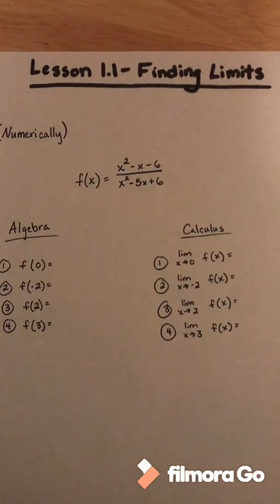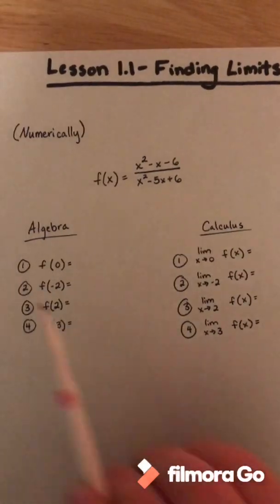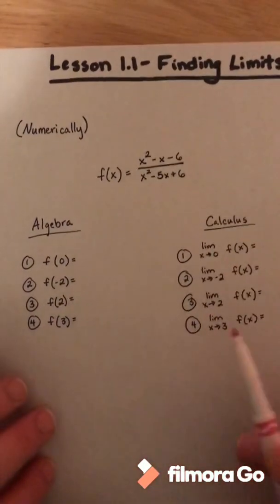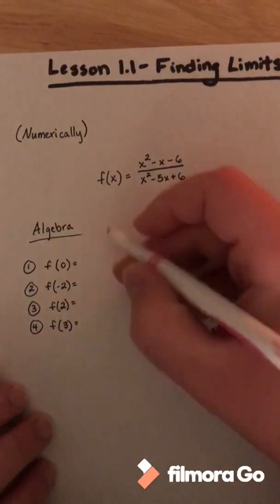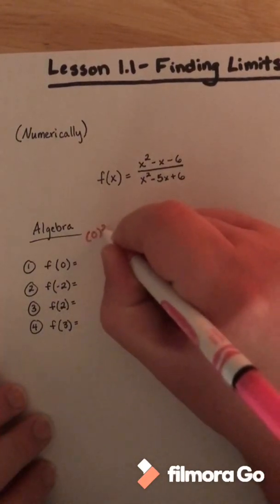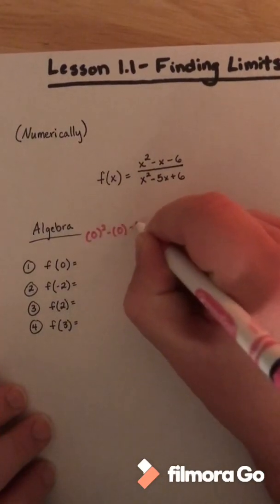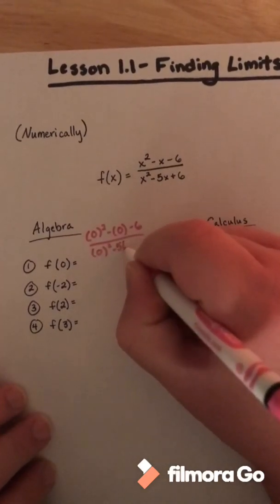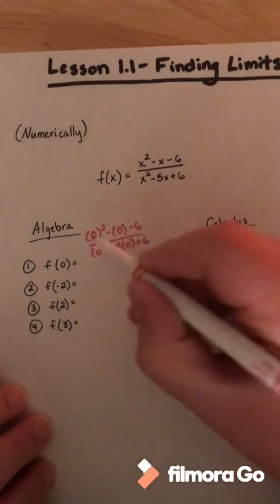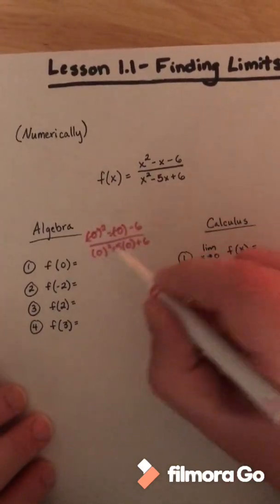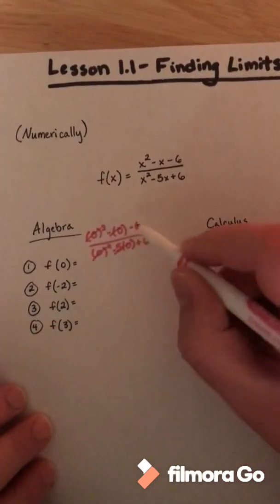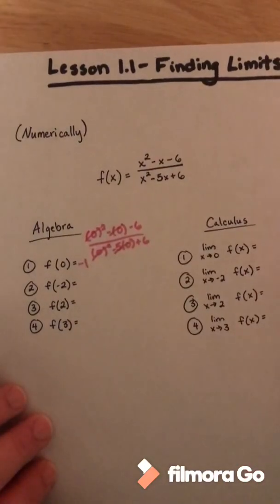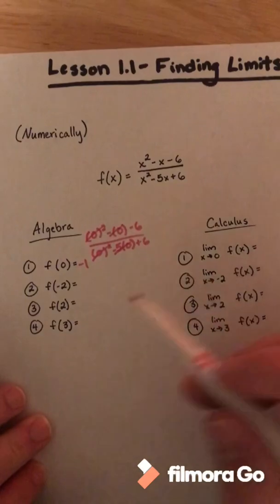So let's start off by looking at f of 0. Again, this is going to be my y-intercept. All I got to do is plug in 0 and see what happens. So if I plug in 0 up here, we're going to do 0 squared minus 0 minus 6 over 0 squared minus 5 times 0 plus 6. If you notice, these first few terms on top disappear, so do the ones on the bottom. We've got negative 6 over positive 6, which reduces to negative 1. All right, let's try a few more.